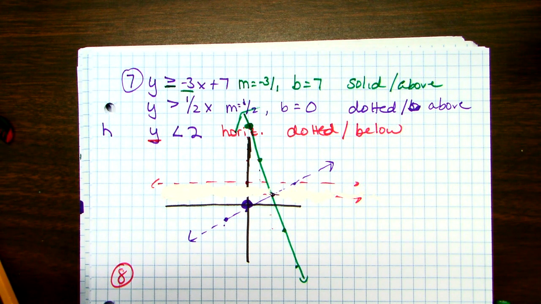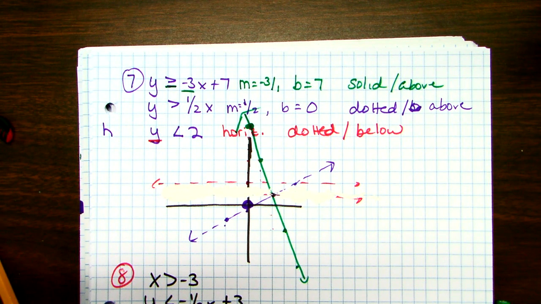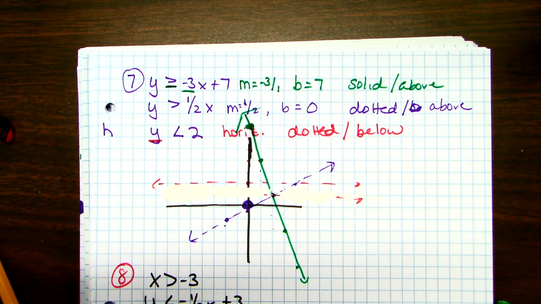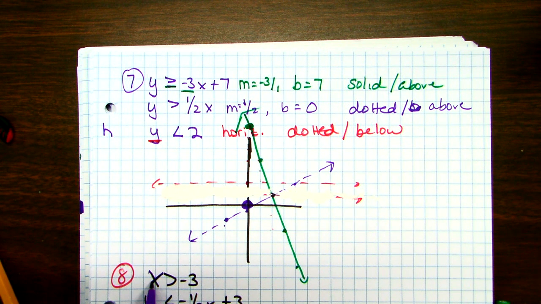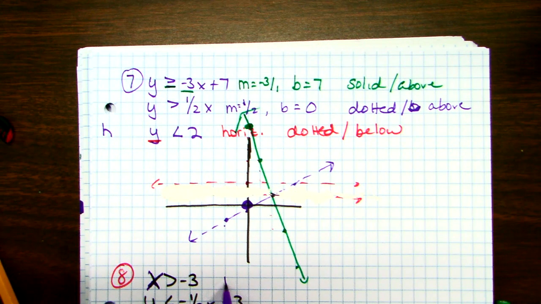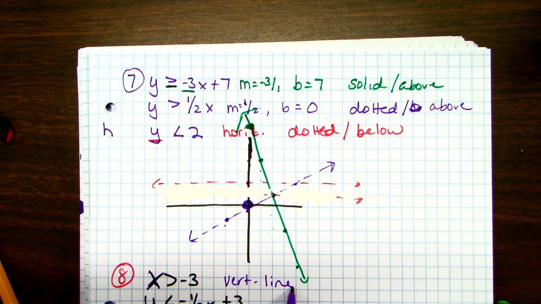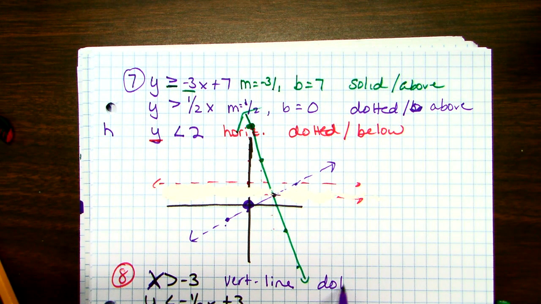Okay, number 8, let's try this one. X is greater than -3, y is less than -1/3 x, and y is greater than, guys, okay, so we got x is a what? Just one letter, we know it's a vertical. So this is a vertical line. Dotted. So we'll go to x is -3, and it's going to be greater than. So greater than on a vertical line is to the right.